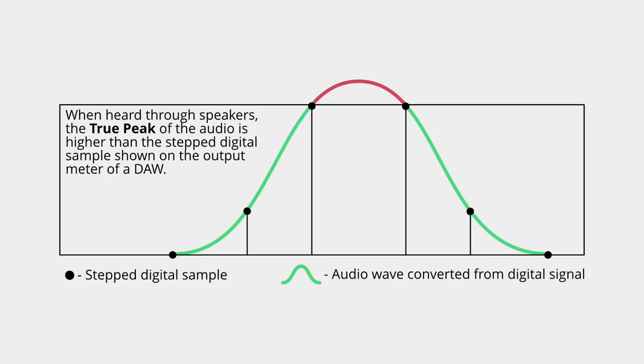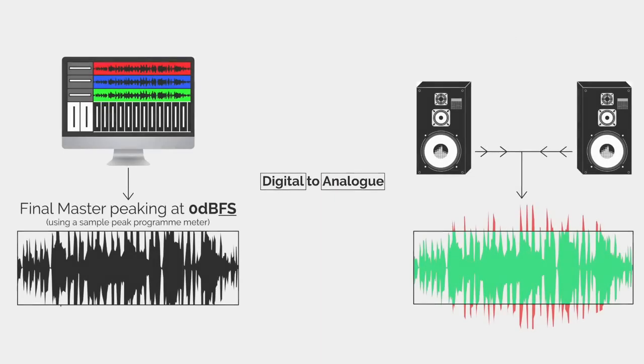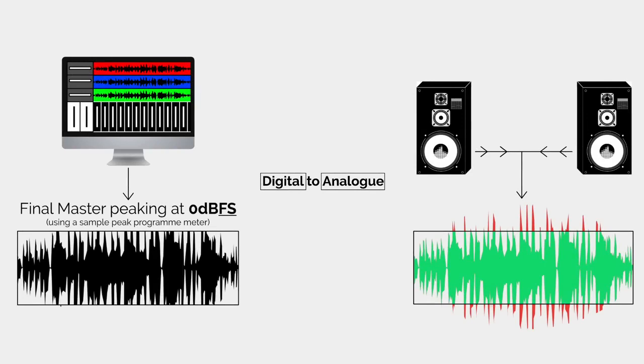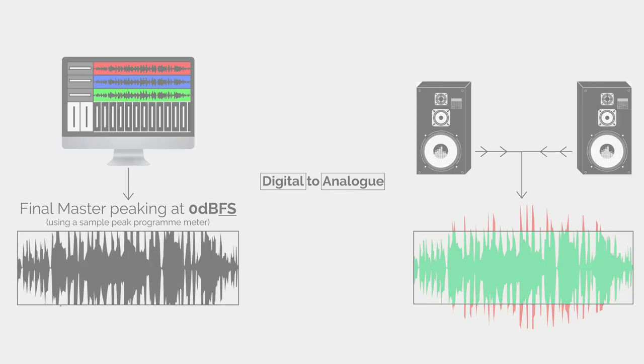The meters that we see in our DAWs make us assume that 0 decibels full scale on our output is our absolute limit. So long as we don't exceed 0 decibels full scale, our audio will sound great, right? We seem to have forgotten about the digital to analog conversion that happens when we hear our audio through speakers.